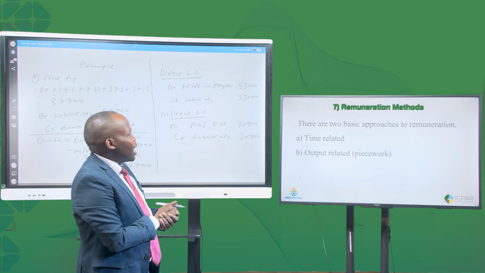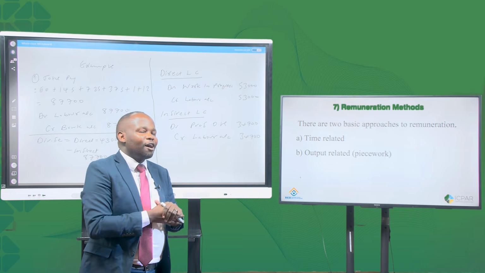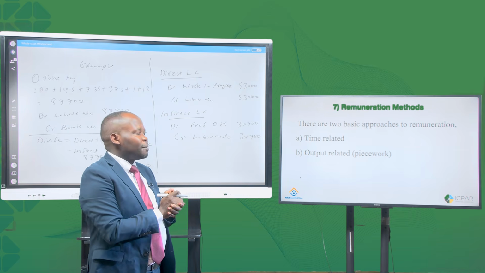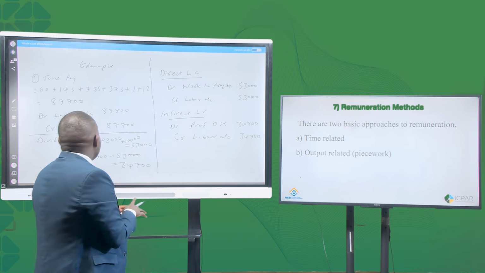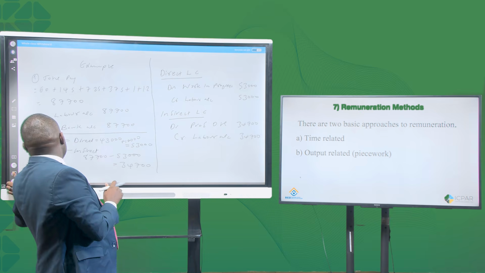Now, in our next item, we are now focusing on what we call remuneration methods. To remunerate somebody is to pay.